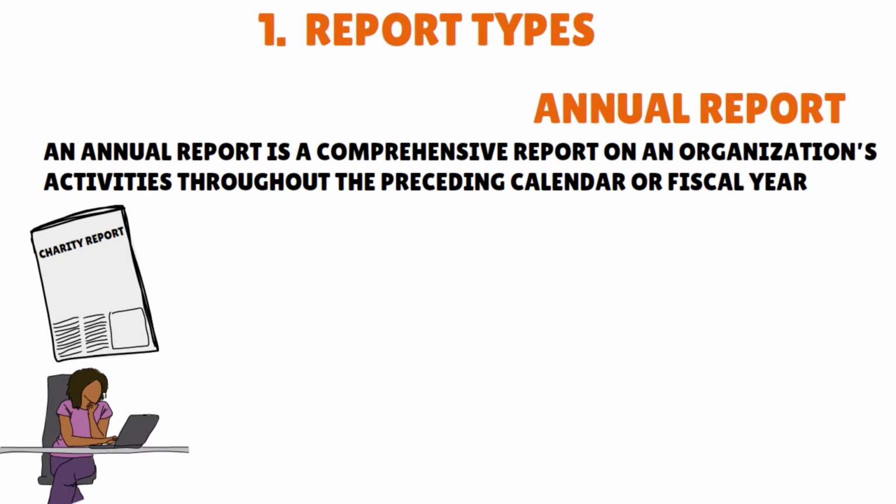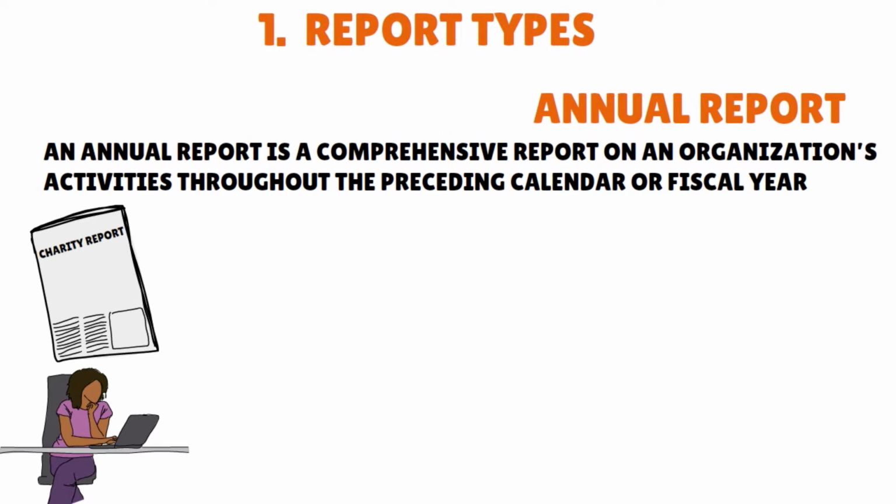You can include the donor listings, if they have given you authorization to reveal their names and addresses. You can even talk about impact statements or stories. Annual reports are pretty comprehensive, as I said earlier.